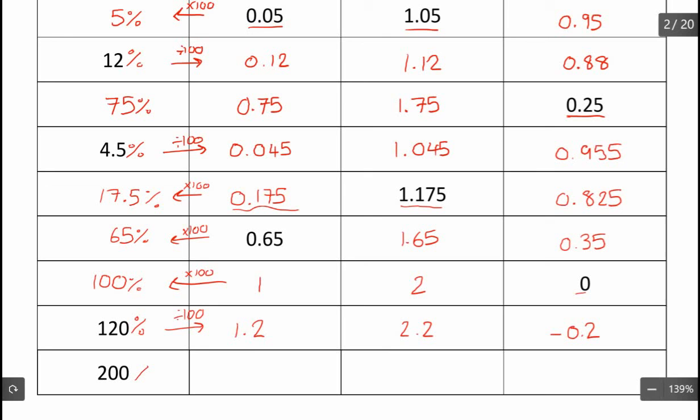And the final one on that page, divide by 100, that would give us 2. To increase by 200%, we would add this to 1, and that would give us 3. To decrease by 200%, we would take 2 away from 1 and give us negative 1.